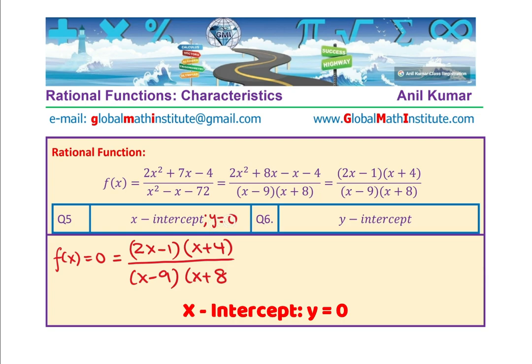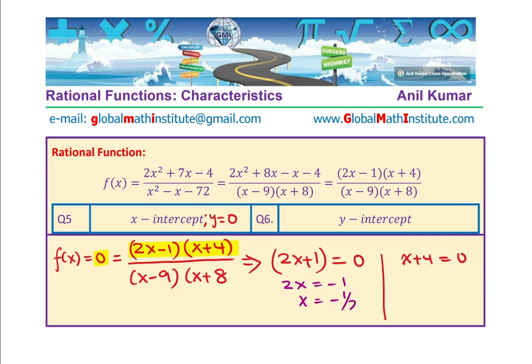So if I substitute y equals 0, it means the numerator is 0, right? So this 0 should come from the numerator. So clearly, it implies that 2x plus 1 equals 0, and also x plus 4 equals 0, right? So that gives you the answer. 2x plus 1 equal to 0 means 2x equals minus 1, or x is equal to minus half. Here, x is equal to minus 4.